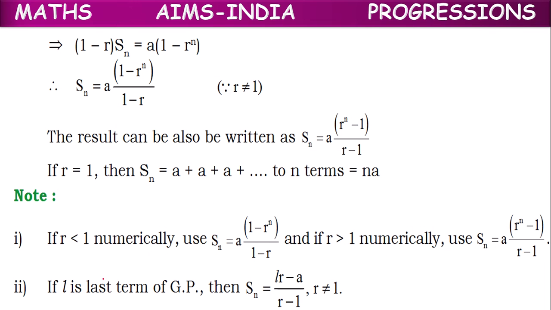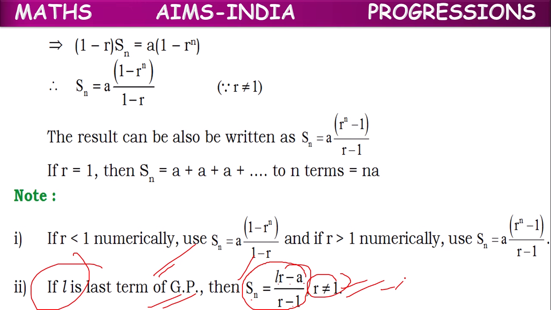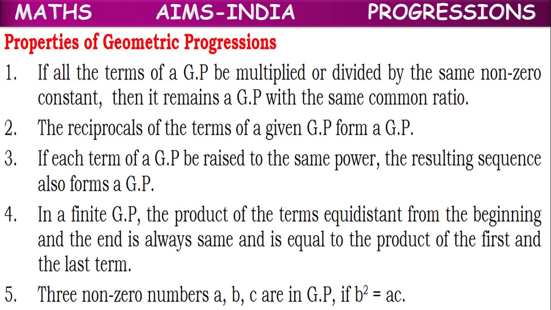If l is the last term of GP, then Sn equal to lr minus a by r minus 1. This is the formula for Sn, where r is not equal to 1.